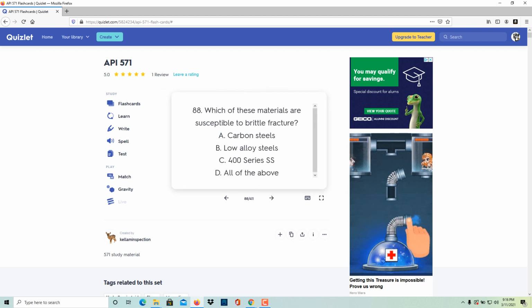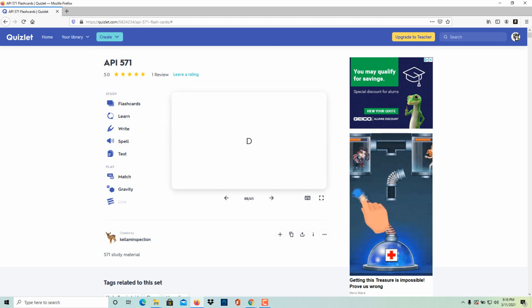Which of these materials are susceptible to brittle fracture? All of them. D.